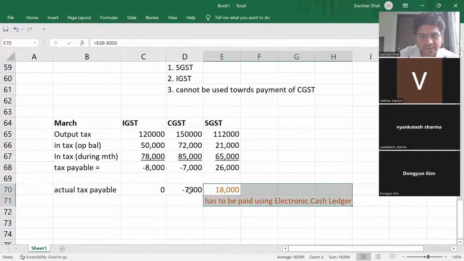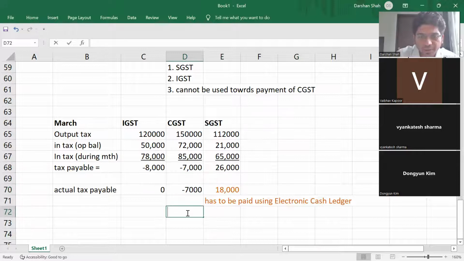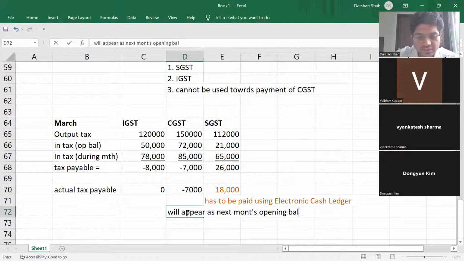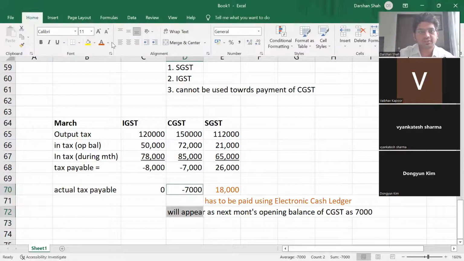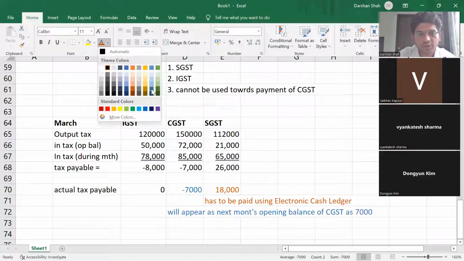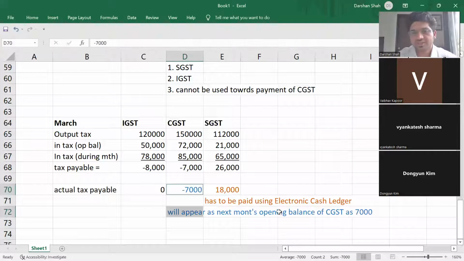payment. And this 7,000 will appear as what? It will appear as next month's opening balance of CGST as 7,000. CGST cannot be used to pay off my SGST.